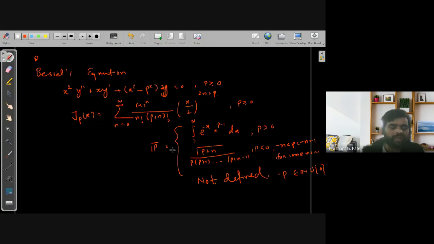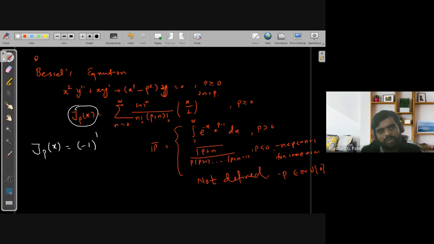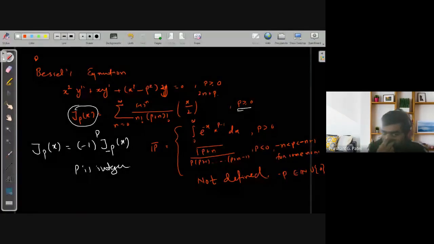With that help, we have proved that if I replace p by minus p, the Bessel's functions are linearly dependent. That means we have proved that Jp of x is equal to minus 1 raised to p, Jp of minus x, if p is an integer. If this p is a positive integer, or 0, then we have proved this quantity also.